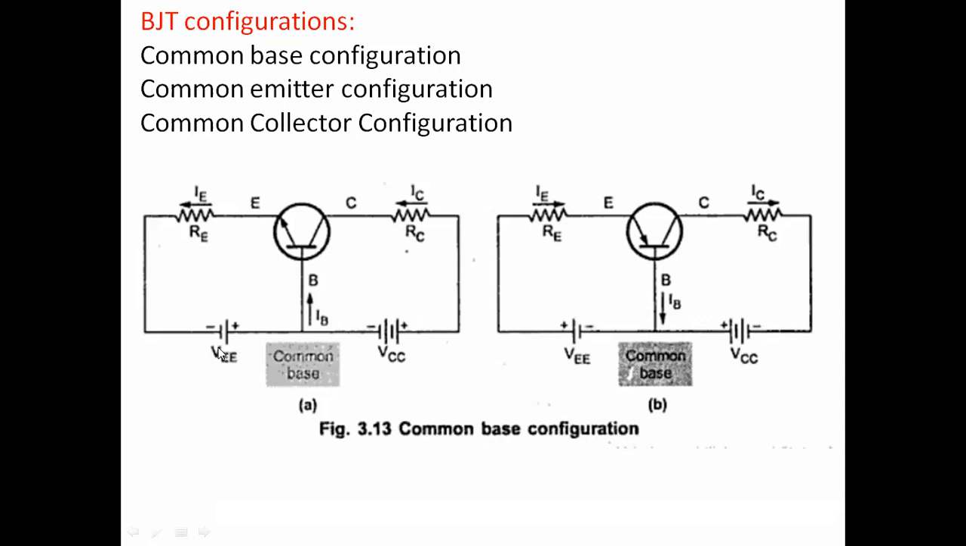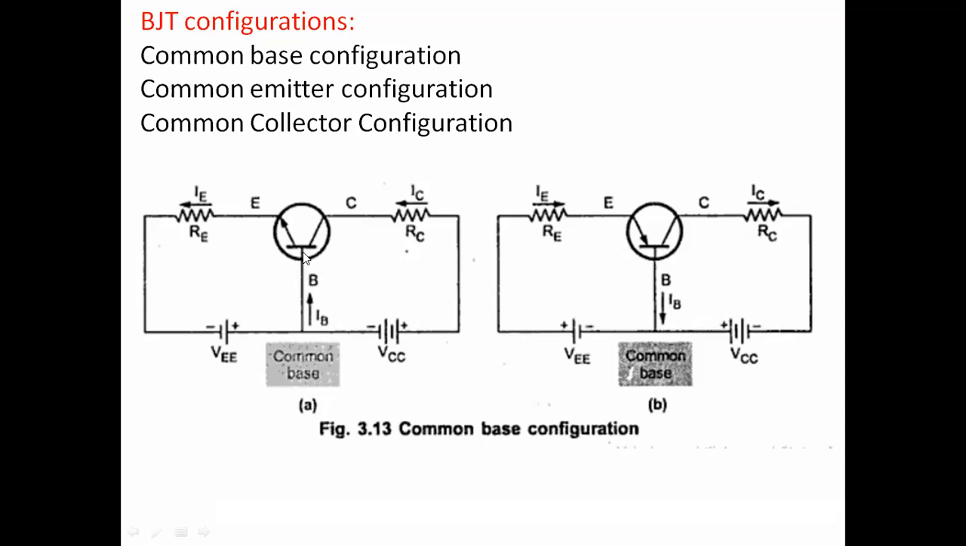Here we are applying the source VEE. This voltage is applied to the emitter and base. This is the NPN transistor, so the emitter is connected to the negative terminal of the battery. On the other side, the collector, the N terminal of the transistor, is connected to the positive terminal of the battery. Then this is reverse biased. Similarly, we can do it for the PNP transistor.